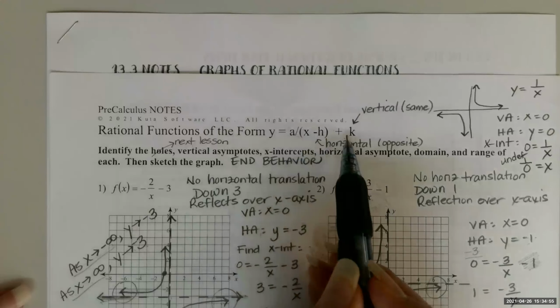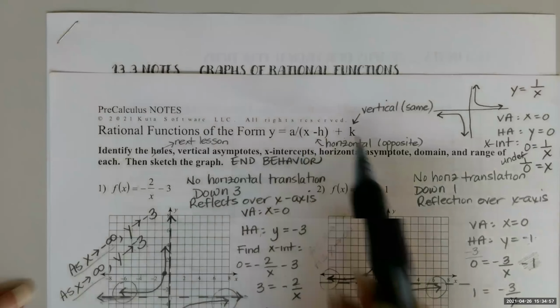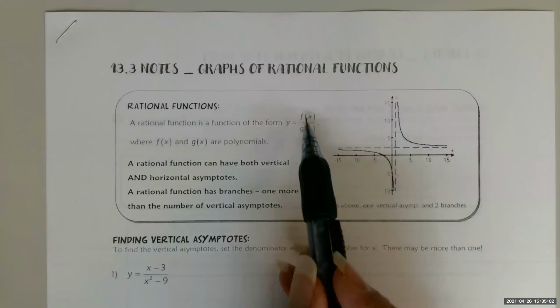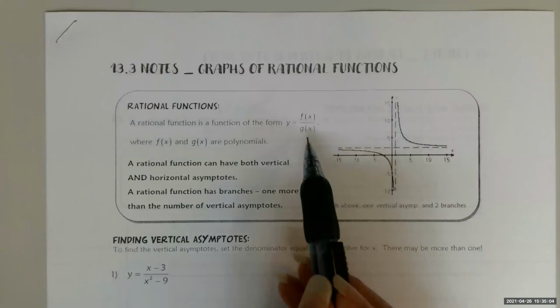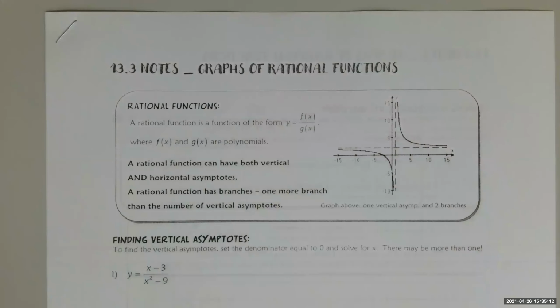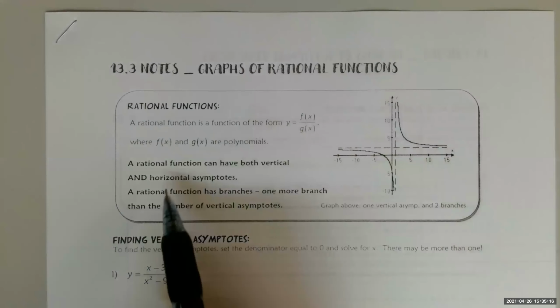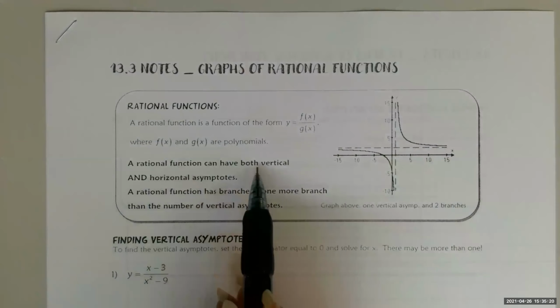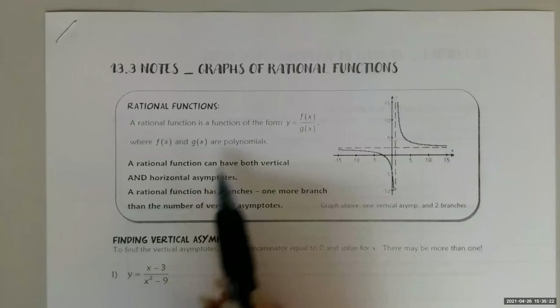And so now we are going to work with functions that are written in f of x over g of x format, where f of x and g of x are expressions of polynomials. Okay, so we are still dealing with rational functions. Again, the format is just changing. Notice that the rational function can still have both vertical and horizontal asymptotes if written in this format.